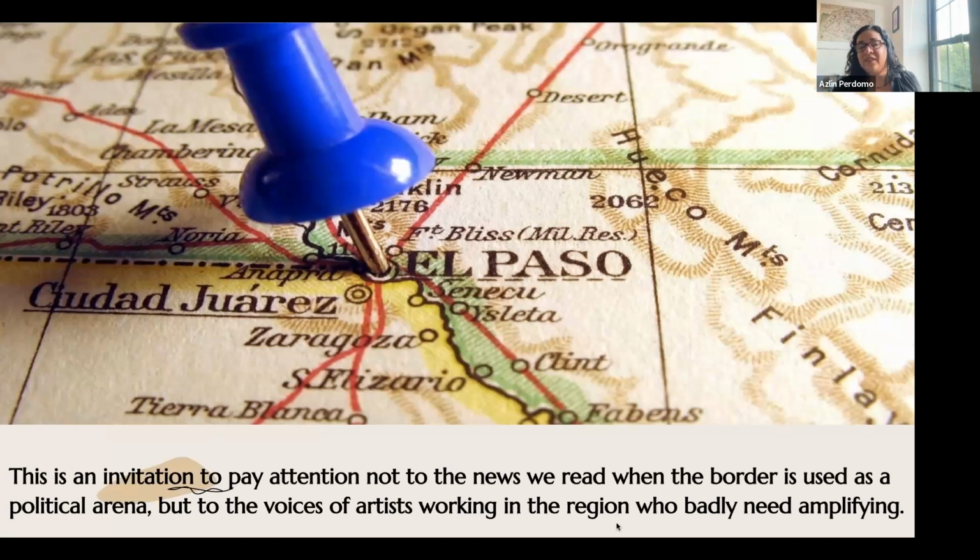So it is interesting to show a map of the border, and when students realize that there are two cities that are so close, like El Paso and Ciudad Juarez, they can immediately begin to think, oh, probably people go back and forth. Probably people have families on both sides of the border. Probably people are always code switching between Spanish and English. And when students have a sense of the geographical location of this area, it is an invitation to pay attention not only to the news when the border is used as a political arena, but also to the voices of the people in the community, and specifically to the artists who live and work in this area, and who need amplification, or whose work needs amplifying.